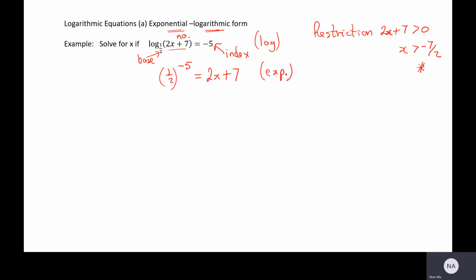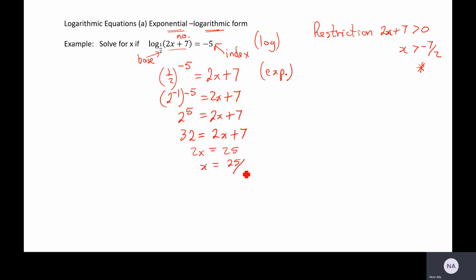Now we simply solve this as an exponential equation. A half, so this is schoolwork, 2 to the -1 is a half, to the -5 equals 2x plus 7. -1 times -5 is plus 5, so 2 to the power 5 is equal to 2x plus 7. What's 2 to the power 5? Take your calculators out: 2 times 2 times 2 times 2 times 2, yeah, 32 is equal to 2x plus 7. Transpose, work it out, you know what to do after this. That's 25, so x is equal to 25 divided by 2.